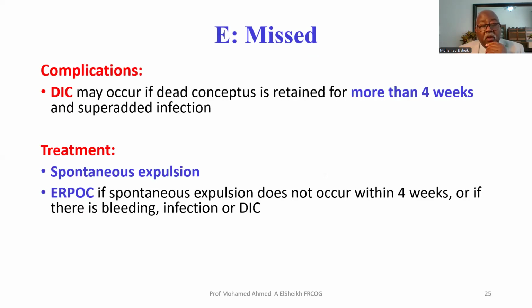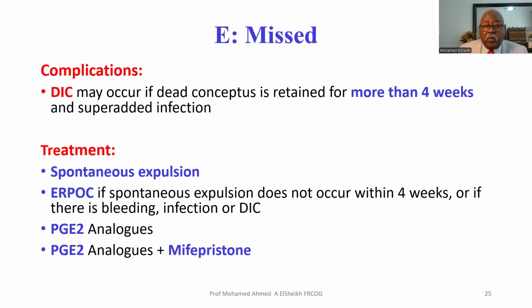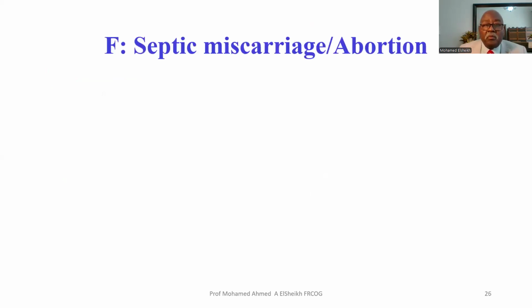What worries us is the complication of missed miscarriage, and that is disseminated intravascular coagulation, which could occur if the fetus is retained for more than 4 weeks, or if there is superadded infection. Treatment is either spontaneous expulsion or evacuation of retained products of conception, or we can give prostaglandin E2 analogs with or without mifepristone. So spontaneous, surgical, medical, all come into it.